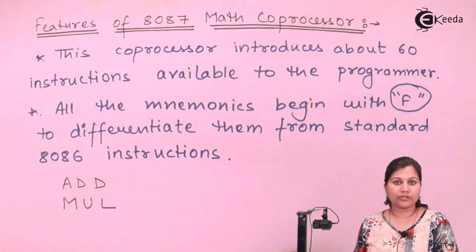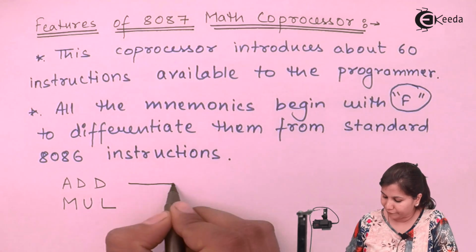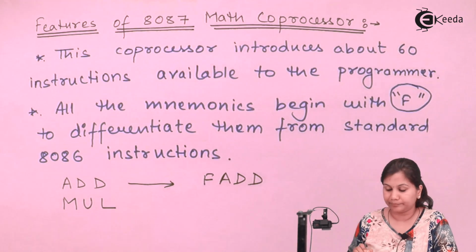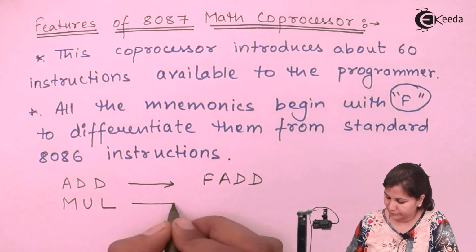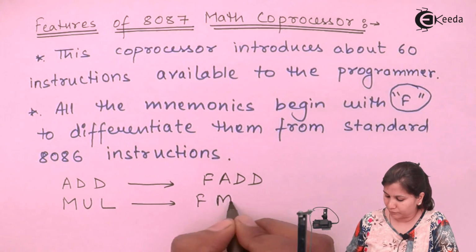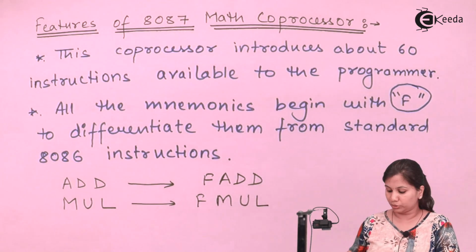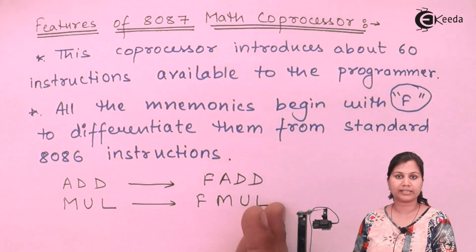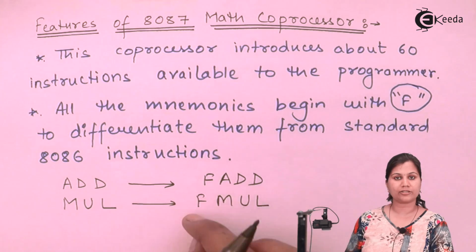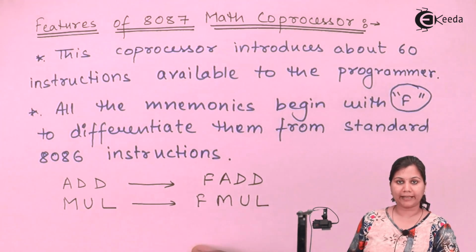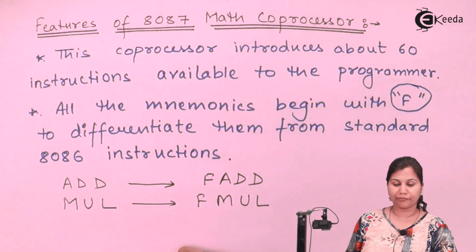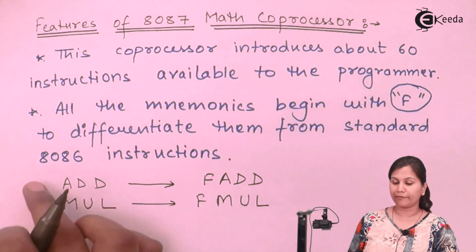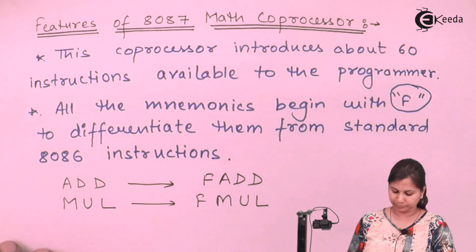Now it will be changed in the coprocessor. F will be added: FADD, and for multiplication it will be FMUL. So the difference between the instructions of the microprocessor and coprocessor is that coprocessor instructions will have the alphabet F as a prefix, whereas in the 8086 we will not have the F alphabet.